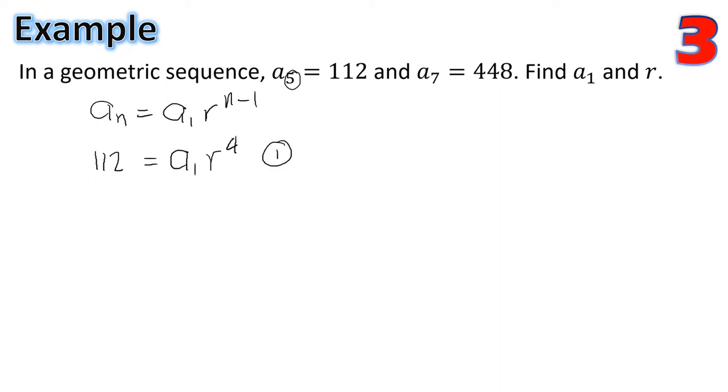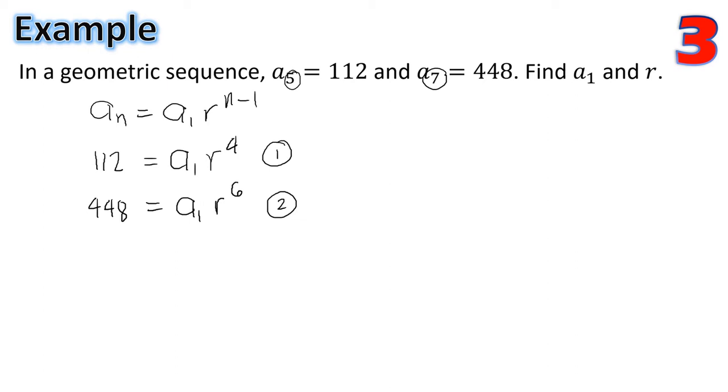Next, for a sub 7, let us have an equation that will be 448 is equal to a sub 1 times r raised to 6. Let us call this equation 2. The exponent 6 in equation 2 is obtained from 7 minus 1. That is n minus 1. Now we have two equations in terms of a sub 1 and r. To get the value of a sub 1 and r, let us solve the two equations simultaneously.